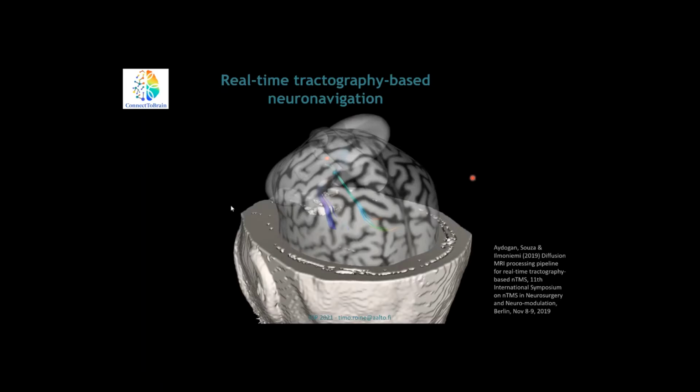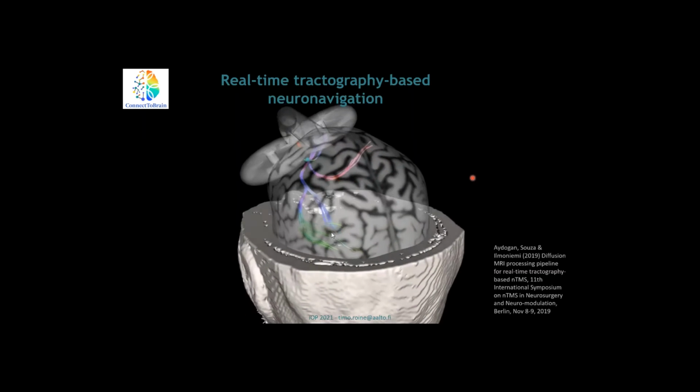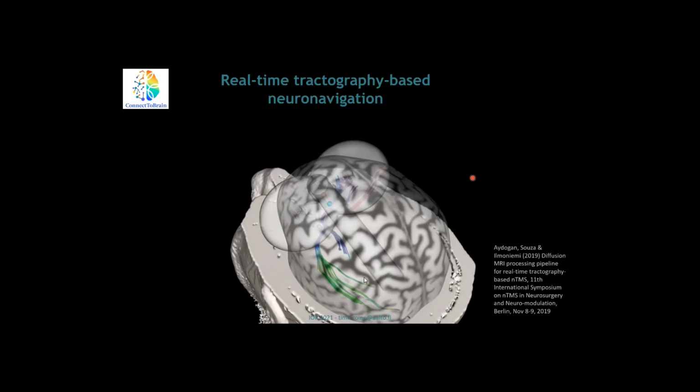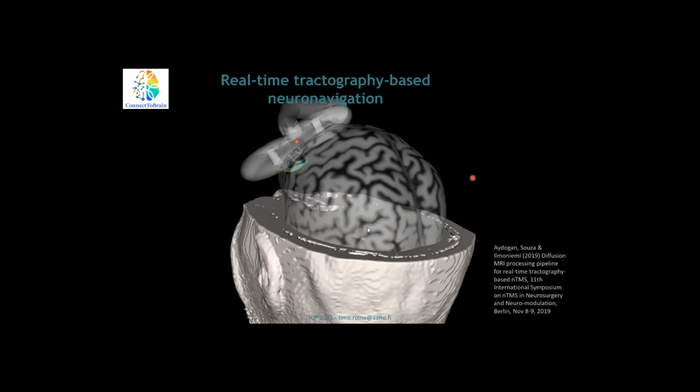Aydogan et al. have also been developing this kind of real-time tractography-based neural navigation. So with this approach, the streamlines describing the neural pathways of the brain are reconstructed in real time during the experiment. Of course, prior to the experiment, the subject has to have undergone MRI and diffusion MRI specifically to be able to reconstruct these streamlines.